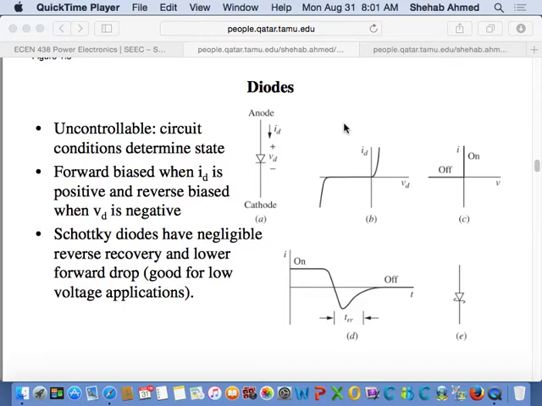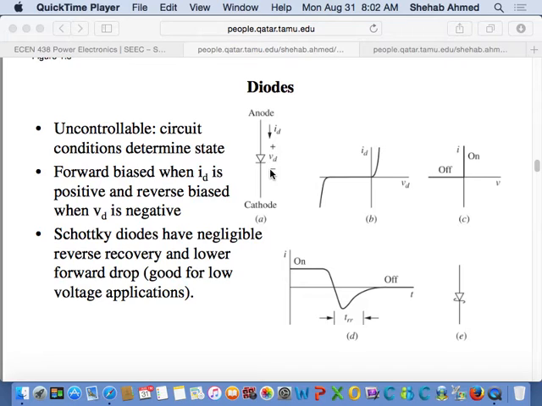So we said the conduction condition and the blocking condition for diodes will depend on the circuit, right? If the circuit is forcing current to flow such that ID is positive, the diode will turn on. If the circuit is forcing this VD voltage to be negative, the diode will turn off. It has no control over its surroundings, so the diode is called an uncontrolled device. This is in power electronic circuits.